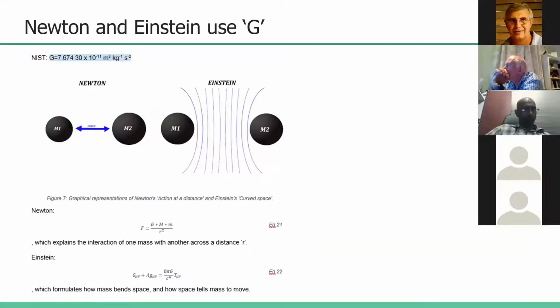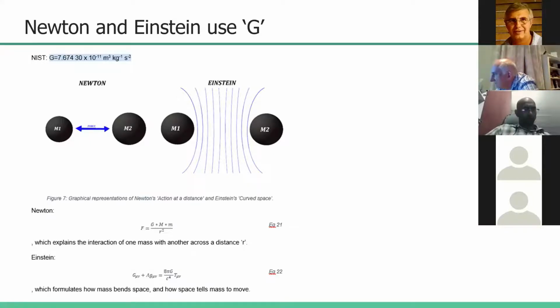When we look at Newton and Einstein's equations, both of them have the gravitational constant G. That is the value of G given by the National Institute of Standards. Newton's equation briefly looks like this. Einstein's equation briefly looks like this. Einstein's equation is obviously a lot more complicated even than it looks there.